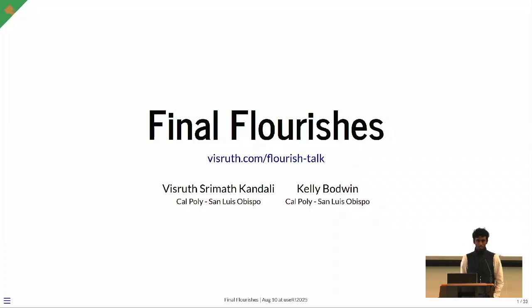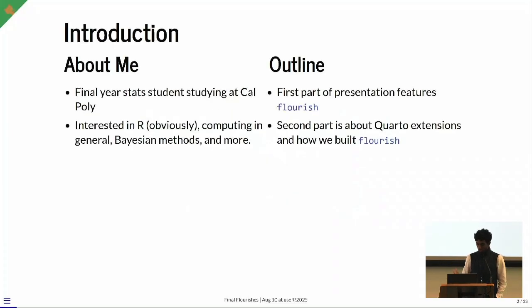I'm going to be talking about some work I've done with Dr. Bodwin on a project called Flourish. So, quick intro about me and a quick outline. I'm a final year stats student at Cal Poly. I study stats and data science. I'm interested in R, Bayesian methods, computational stats, and so on.